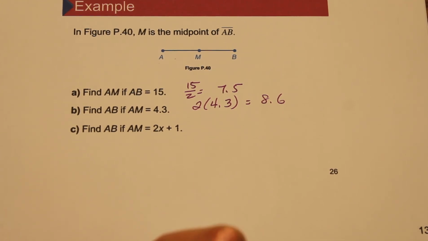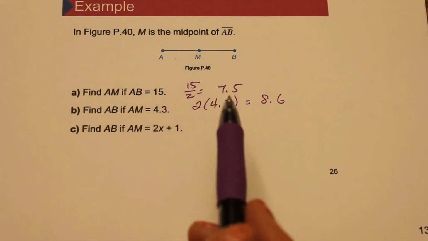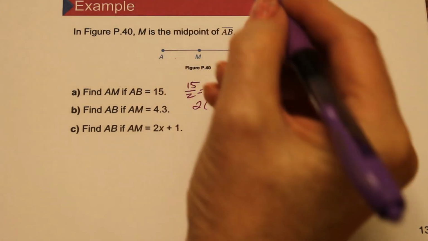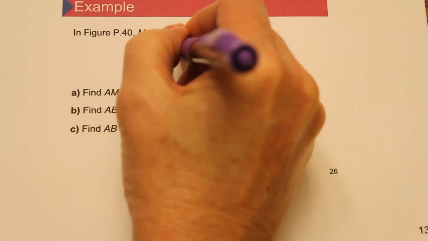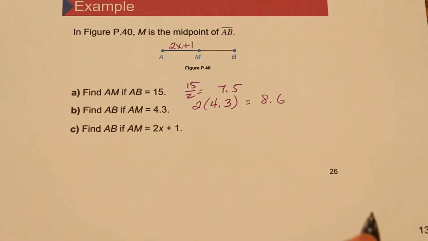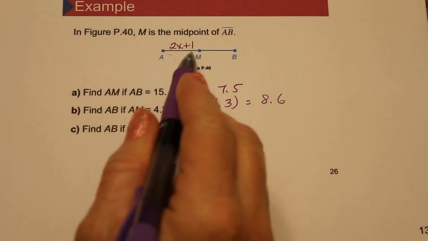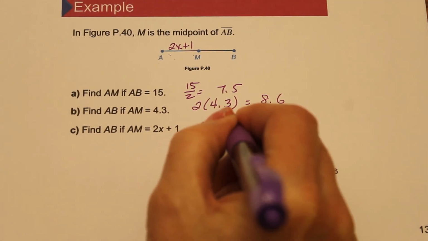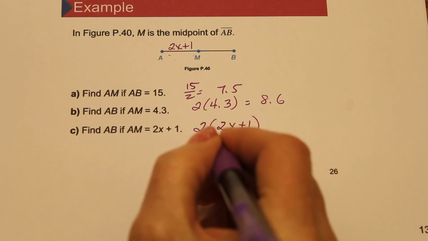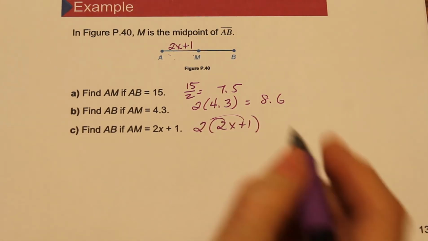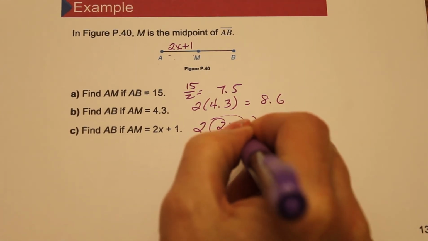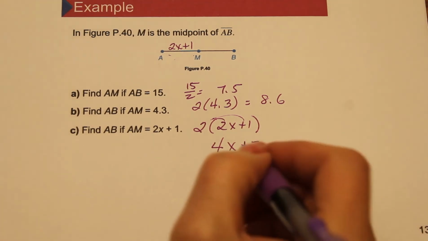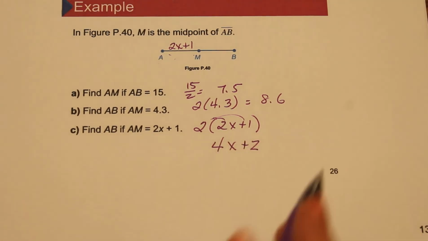And finally, they want us to find the length of the whole segment if the length of segment AM is 2x plus 1. Well, if this is 2x plus 1, AB is going to be 2 times 2x plus 1. And if we distribute that 2 into the parens, we would get 4x plus 2. That would be the length of segment AB.